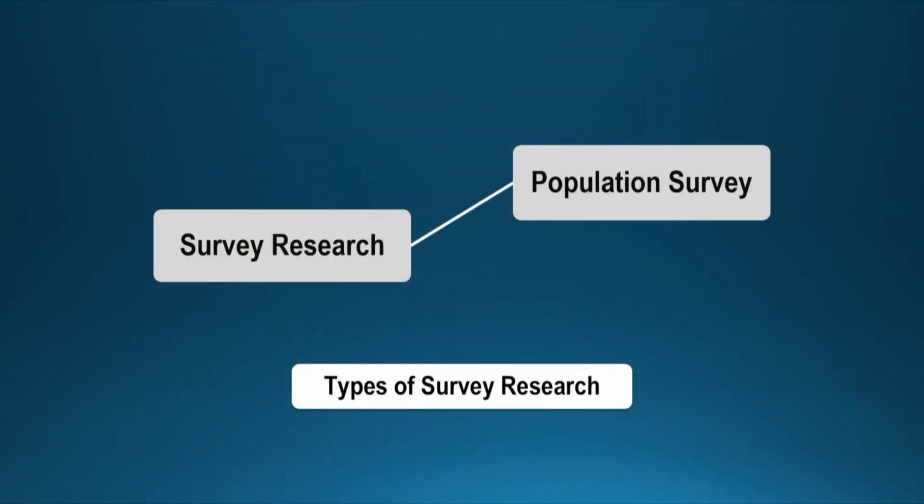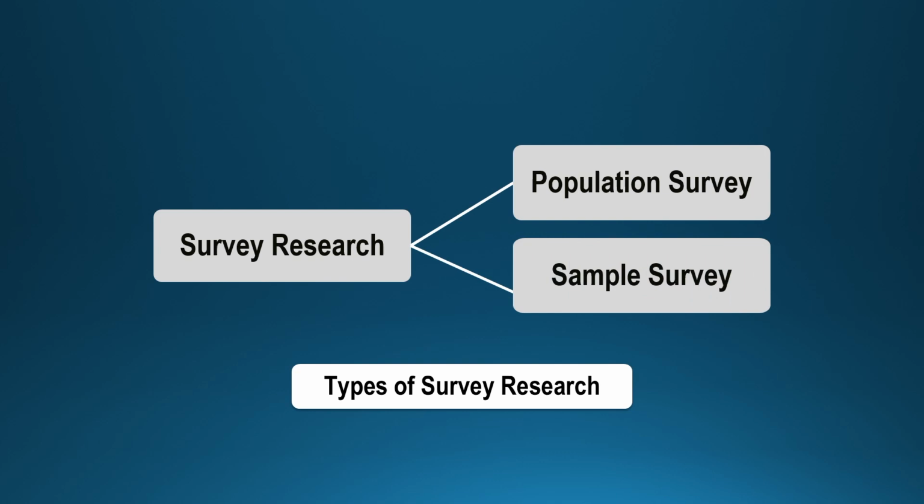There can be two different types of survey research. One, population survey, where the defined population is taken into account and data is collected from the total population. And census is the best example of a population survey, because each and every household is taken into consideration and data about the individual members is collected. Normally, surveys are sample surveys. A sample is selected from the defined population, and the sample is representative of the population, and then data is collected and the findings are made generalizable to the population.